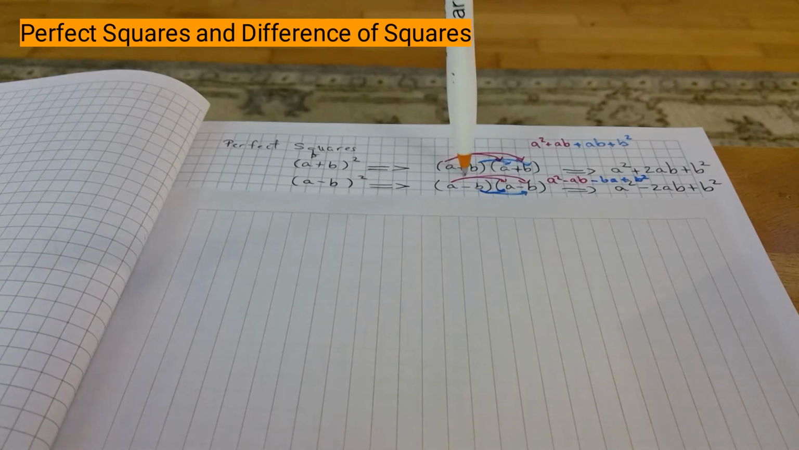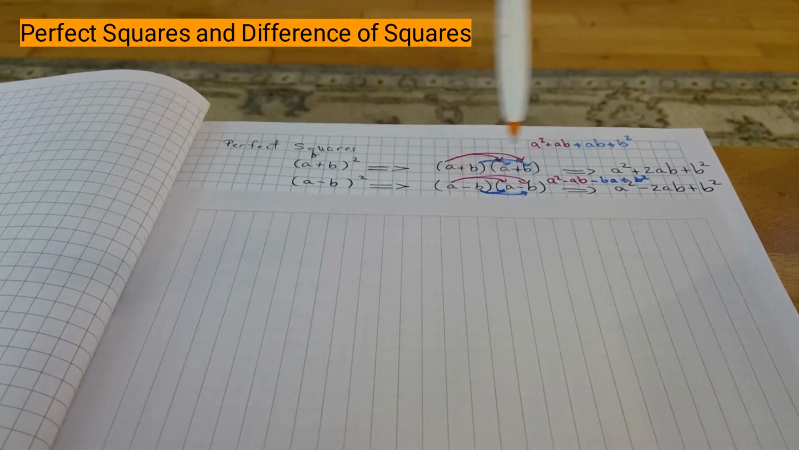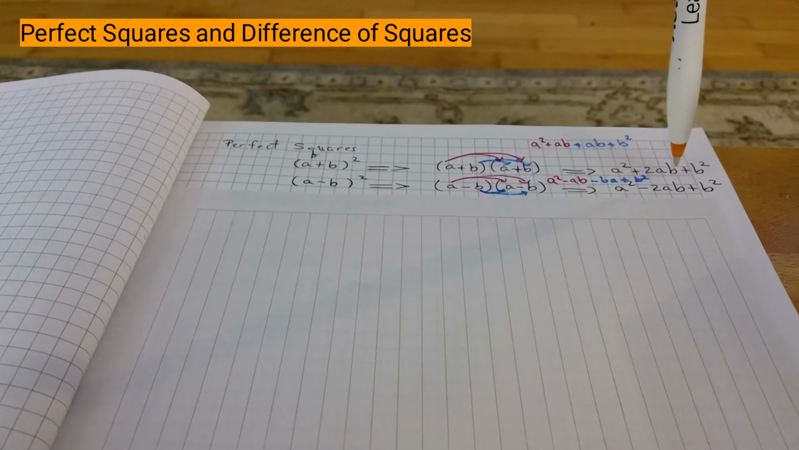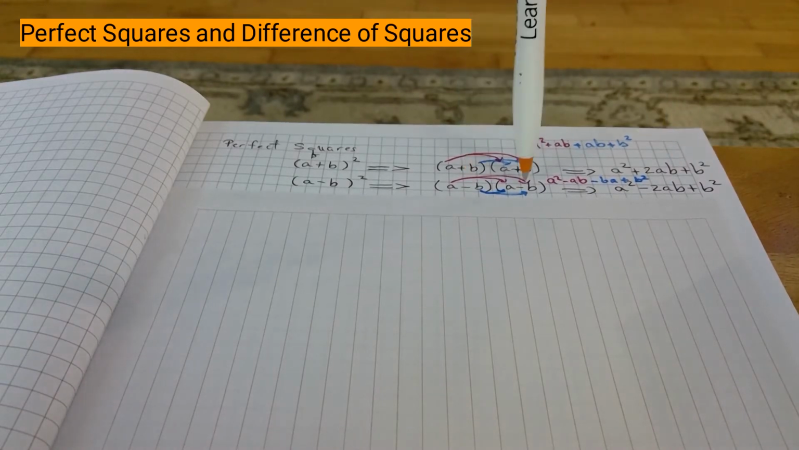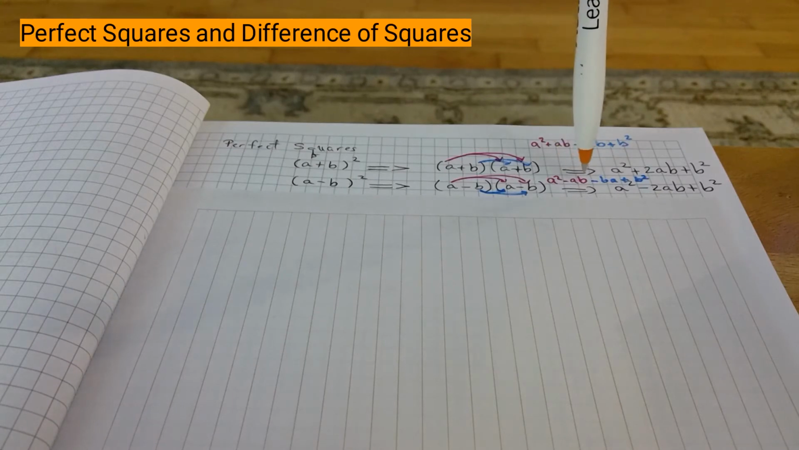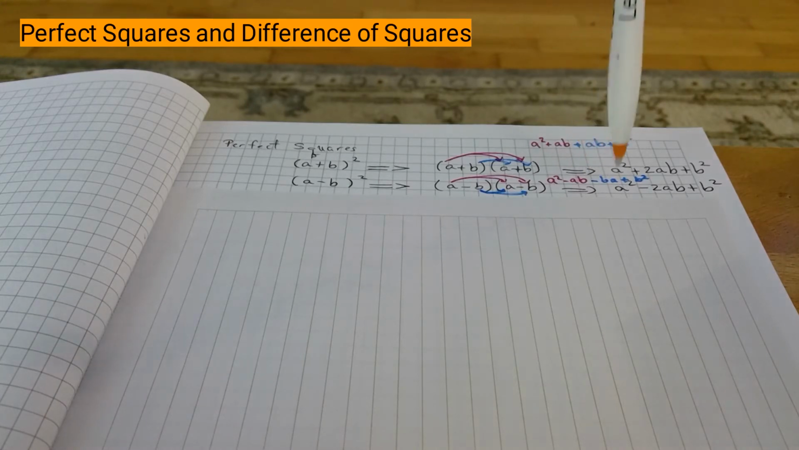Same thing down here. A times a, a times negative b, negative b times a, negative b times negative b. We have, again, only one a squared and only one b squared. And because it was negative times negative, we have positive. And we have negative ab and negative ba, which is the same thing, commutative property. So we know that's negative 2ab.